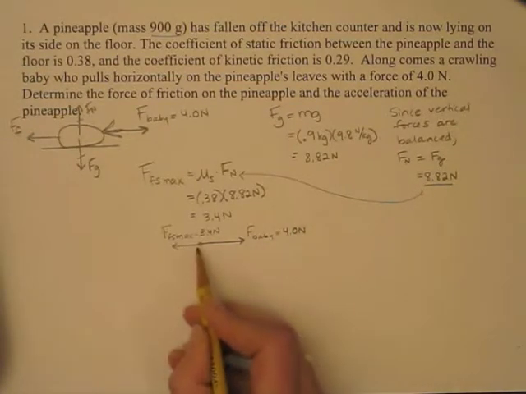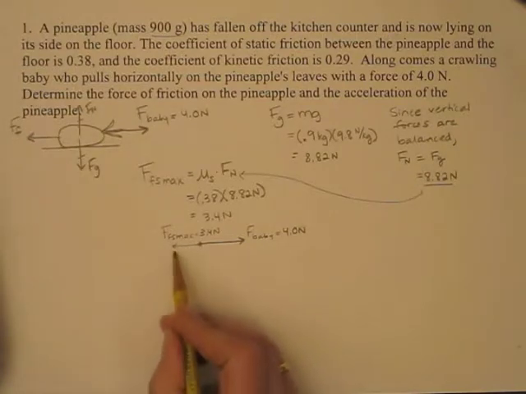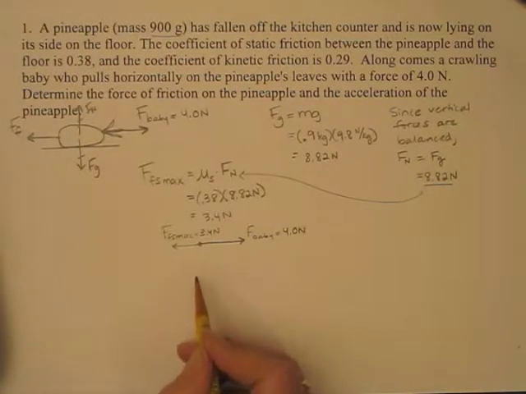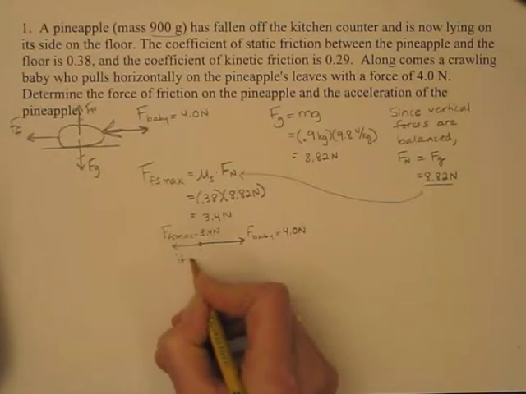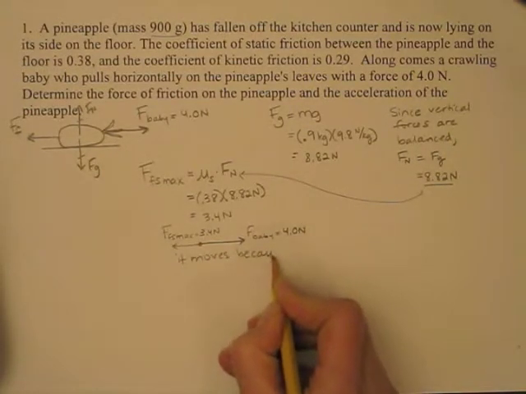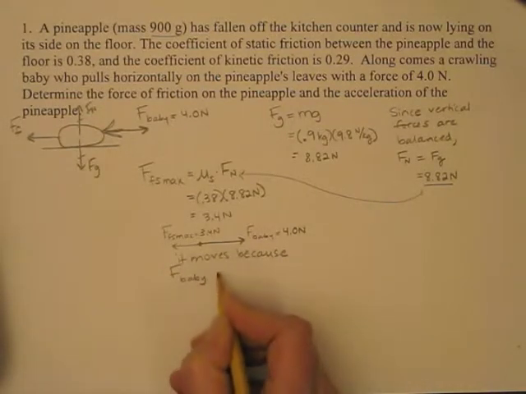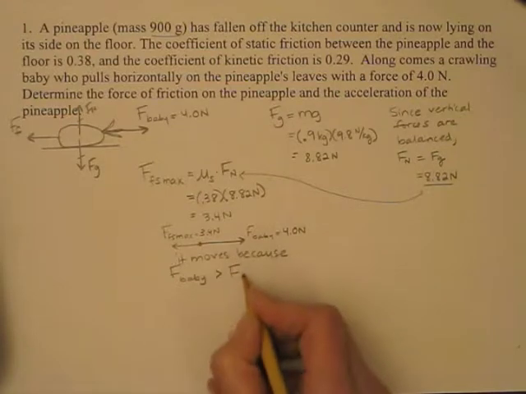So it looks like we have a larger force here than the static friction can balance, and so it's going to move. So it moves because the force of the baby is greater than the maximum force of static friction.